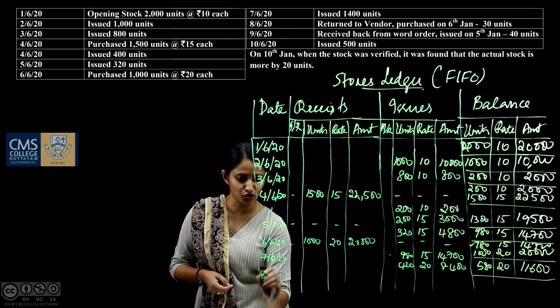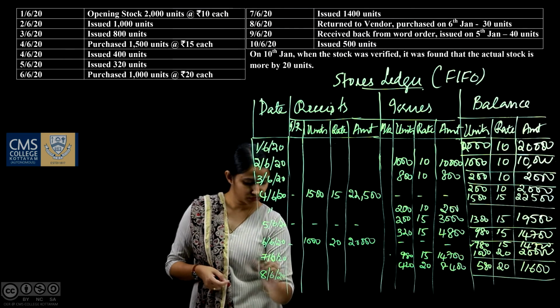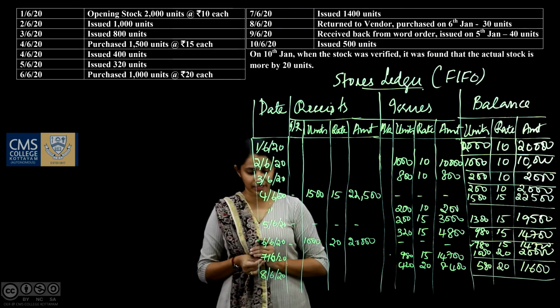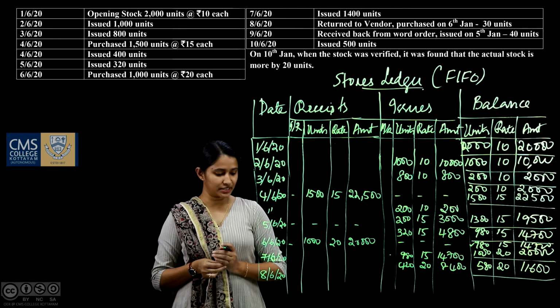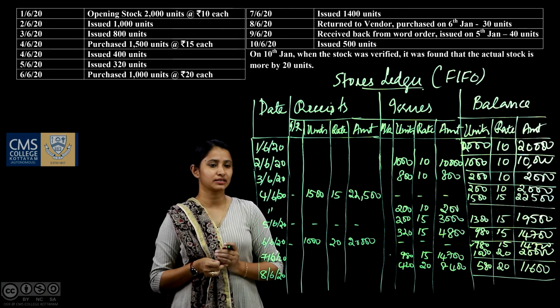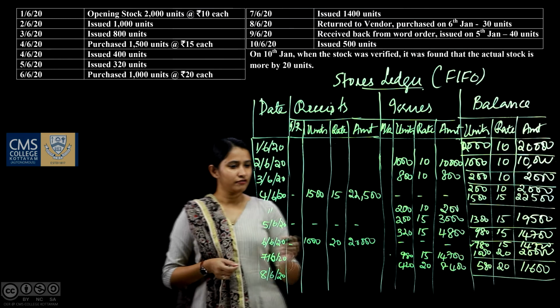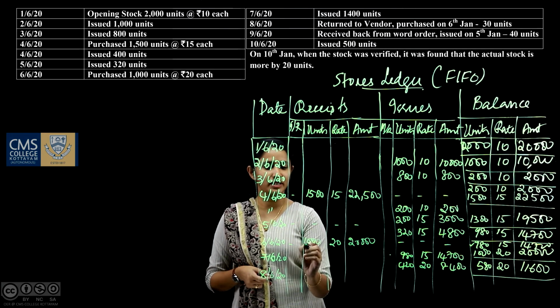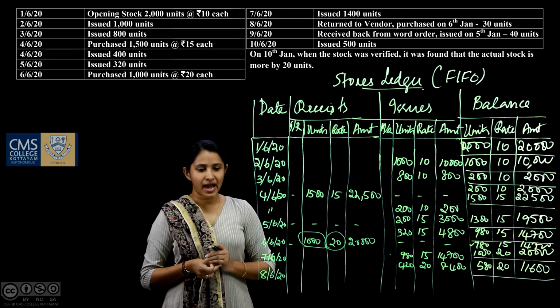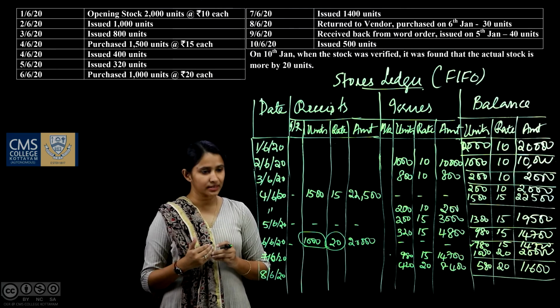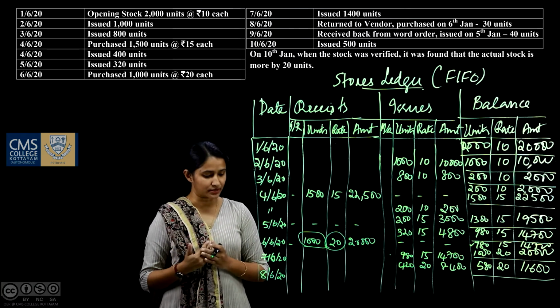Then on 8th June, we have a special transaction coming in. They are saying that returned to vendor materials purchased on 6th June. We purchased materials, 1000 units on 6th June at rupees 20 per unit, and on 8th we are returning 30 units back to the vendor.